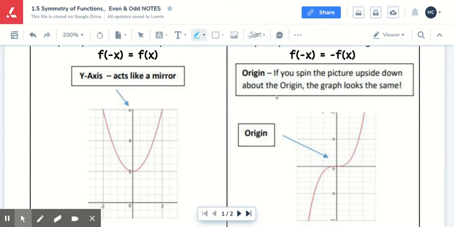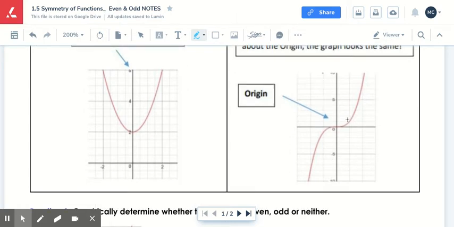This would be if you take the picture and you spin it upside down about the origin, then the graph would look exactly the same, like this one right here. So here's the origin. If I took this graph and I put, say, a push pin right in the middle of the graph, and then I spun the paper around that push pin completely upside down, the new graph would look identical to the old one. This piece up here would now be over here, and this piece would be up where the original positive part would be. That is what odd symmetry looks like.